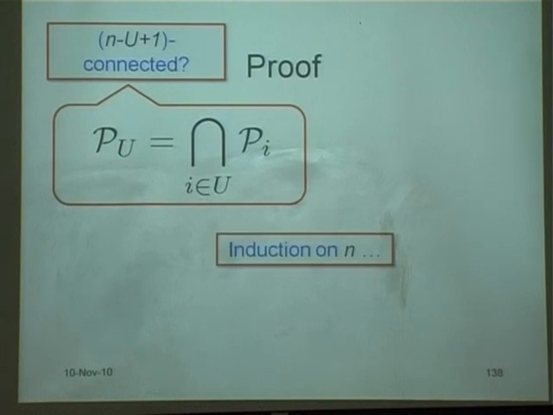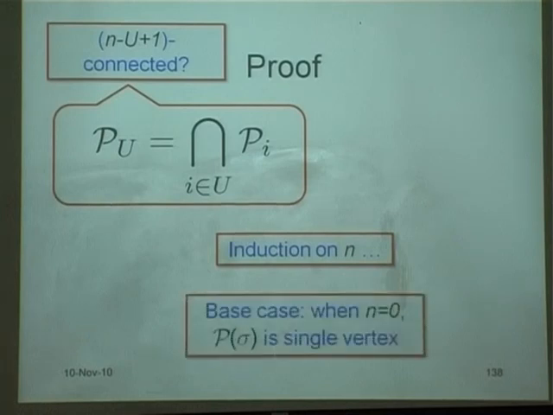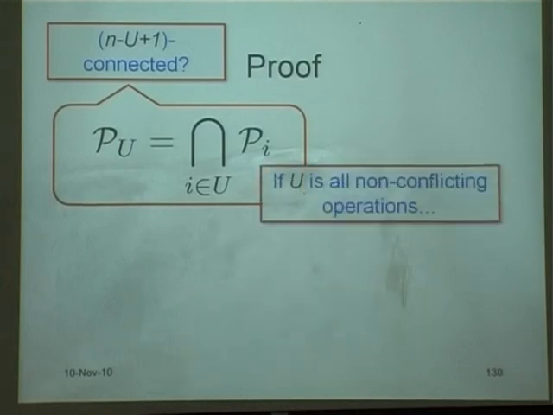So we'll argue by double induction, first induction on n, the number of processes. Base case, when n equals 0, we're looking at wait-free executions of a single process. It's deterministic. The entire complex is a single vertex. So that was easy.